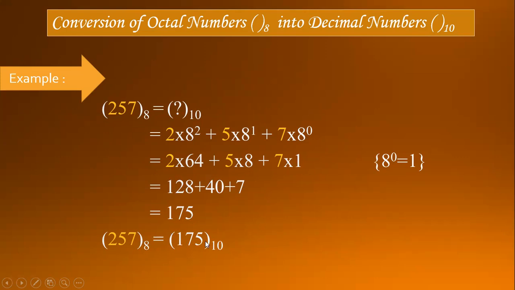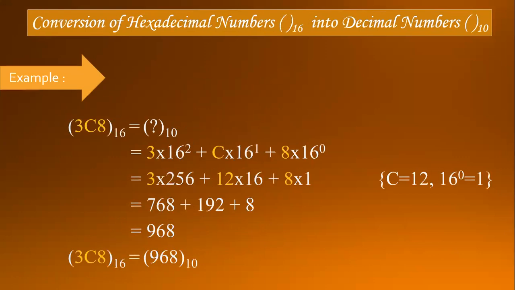So remember one point: whenever we convert any number into a decimal number, always go for the multiplication method. The next conversion is a hexadecimal number into a decimal number. Again, the same method we will apply. As we know, if we have to convert any number to a decimal number, we will go for the multiplication method.